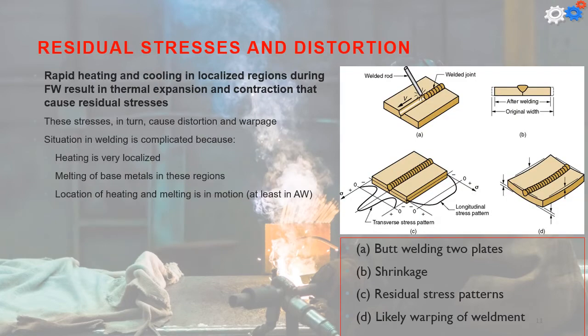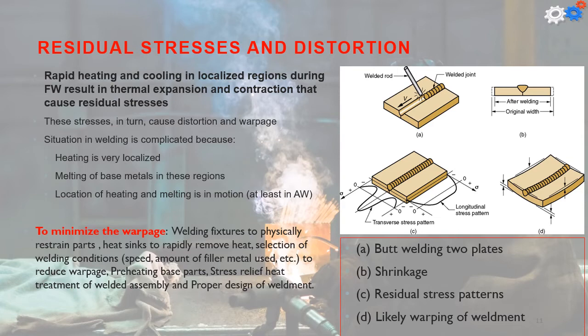The rapid heating and cooling in localized regions during fusion welding result in thermal expansion and contraction that cause residual stresses. These stresses in turn cause distortion and warpage. The situation in welding is complicated because the heating is very localized, the base metal melts in these regions, and the location of the heating and melting is in motion, at least in arc welding.